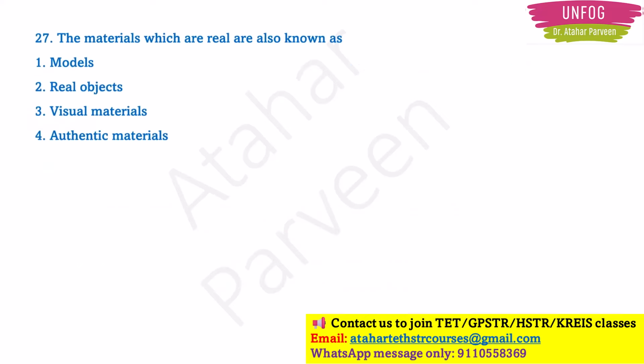Next question. The materials which are real are known as. So real materials means they are authentic materials. See, the other three options are models, real objects and visual materials. Let me talk on them also. But authentic means real. If you go for the meaning of authentic also, it is real. So pure. Authentic means pure, you can say.